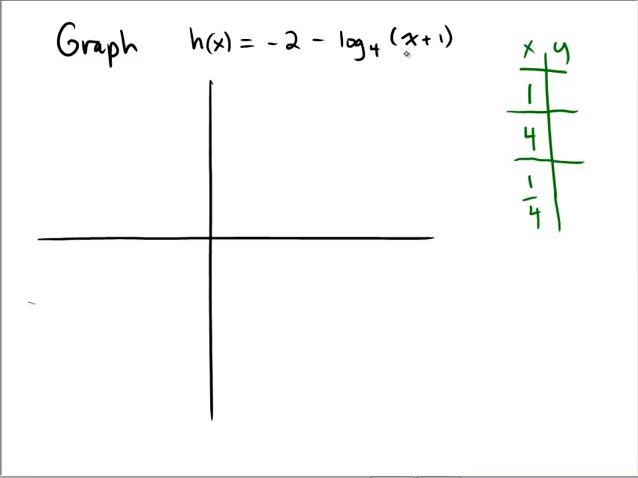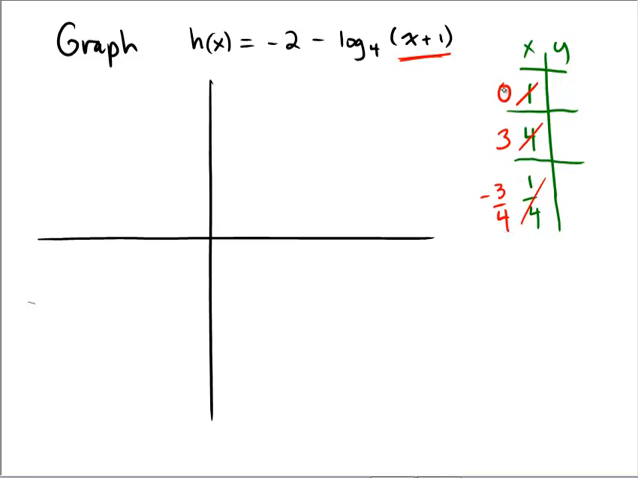However, because of the +1 that's located inside of the parentheses here, I can't use the numbers 1, 4, and 1/4. I'm going to have to actually move these to the left 1 unit. So I'm actually not going to use 1, I'm going to use 0. I'm not going to use 4, I'm going to move that 1 to the left, that's going to be a 3. And then I'm not going to use 1/4, but I'm going to use -3/4. Okay? And now using those numbers, I can fall right into the actual image that I want.